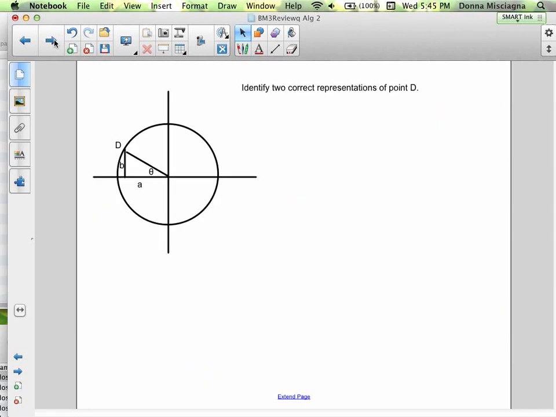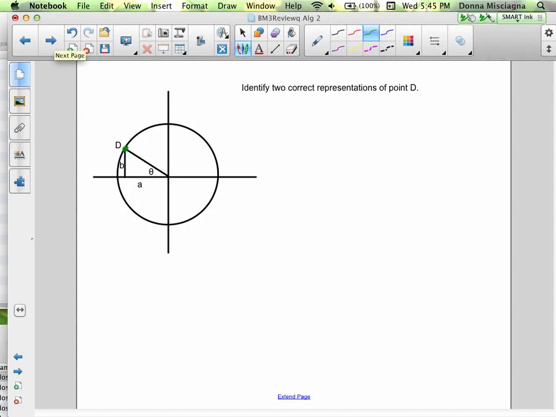All right, we're going to identify two correct representations of point D. Hopefully you remember this from our work with the unit circle. My triangle could look a little bit better. See if I can fix it a little bit. There we go. All right, so point D is right here.